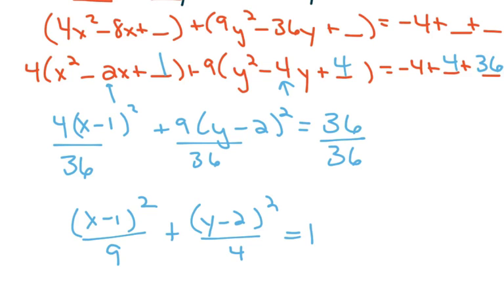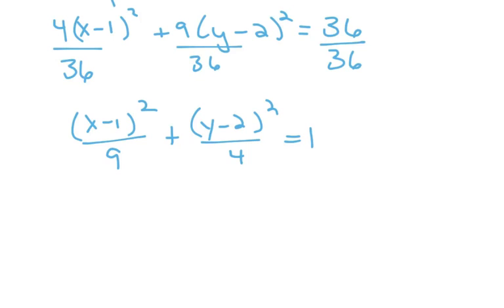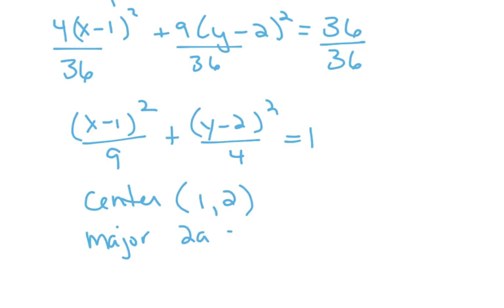Now I have to find all the important information about the ellipse, like where's the center. The center of the ellipse is at 1, 2. Because the larger number in the denominator is under x, the major axis is going to be 2a, which is 2 times 3, which is 6. It's elongated horizontally. The minor axis is 2b. It's 2 times 2, which is 4.